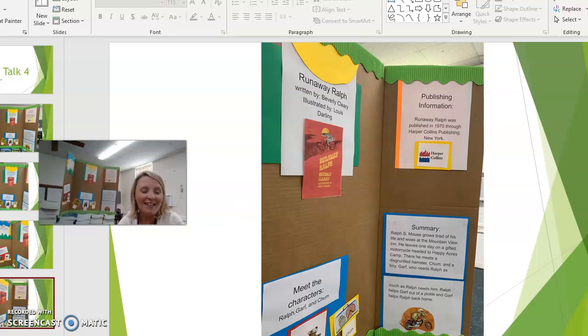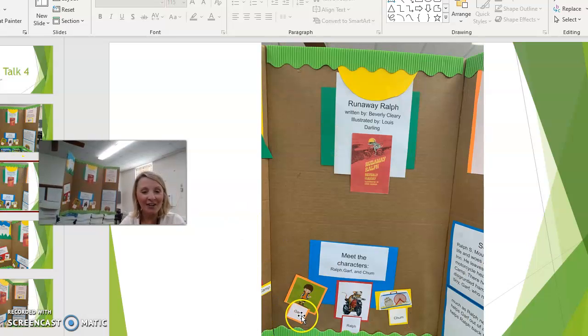So Garth, our character, is just a middle school boy. He's at summer camp. He really doesn't want to be at summer camp. He's a little awkward. He doesn't quite fit in. And Ralph helps him through these problems. But Garth's biggest problem is that he gets accused of something that he did not do. And so Ralph helps Garth, and in return, Garth helps Ralph get back to Mountain View Inn because he realized that's where he really needed to be and not at Happy Acres Camp.